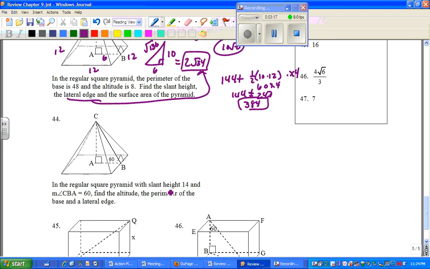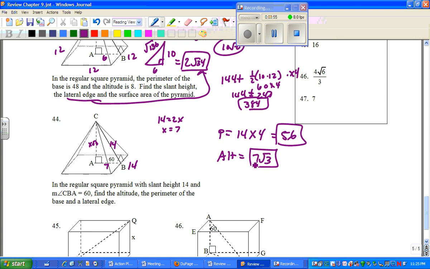Number 44, a regular square pyramid with a slant height of 14, and this angle 60. Find the altitude, the perimeter of the base, and the lateral edge. Well, we know the side's the x root 3, that's a 2x, so 14 is equal to 2x, so x equals 7, so this piece down here is 7, so a side is 14. If we want the perimeter of the base, perimeter is equal to 14 times 4, and when you do 14 times 4, you end up with 56 for the perimeter. That's one thing. You want the altitude. The altitude is equal to 7 root 3, because that's the root 3 side.